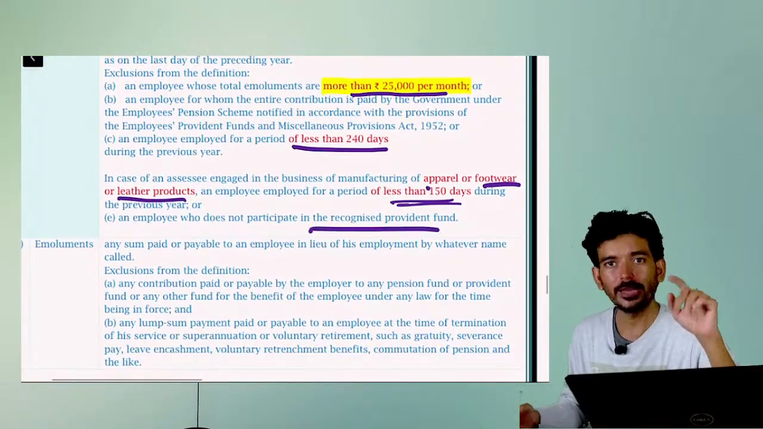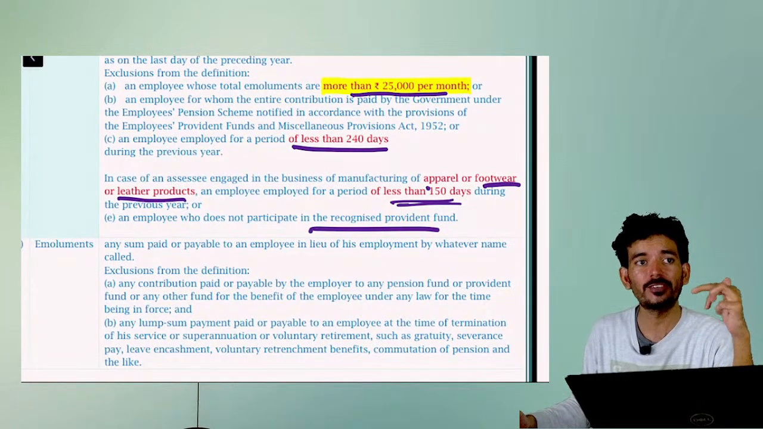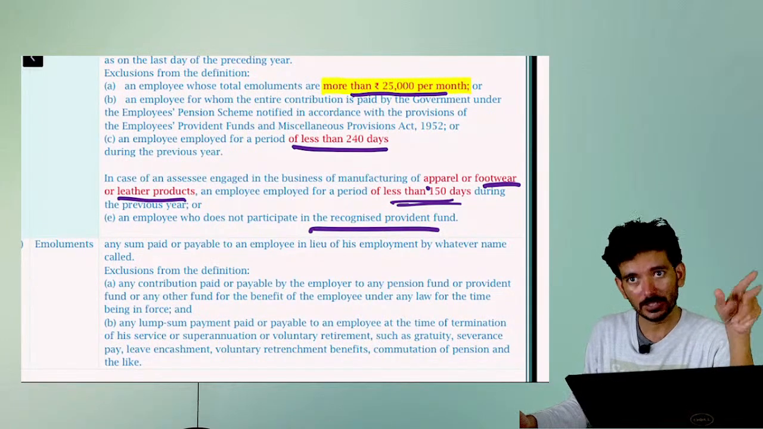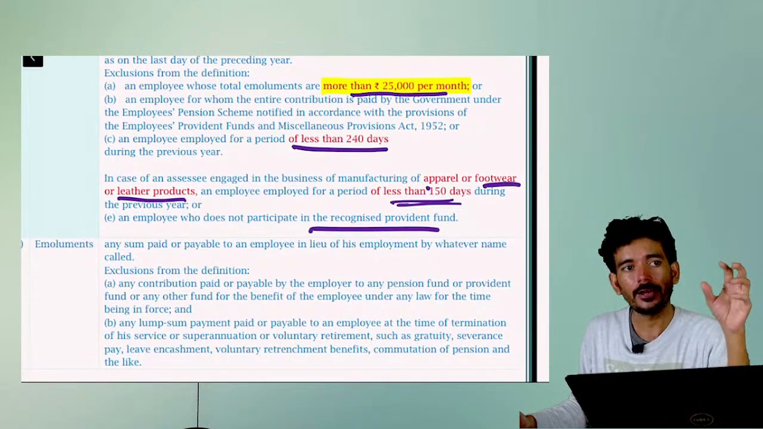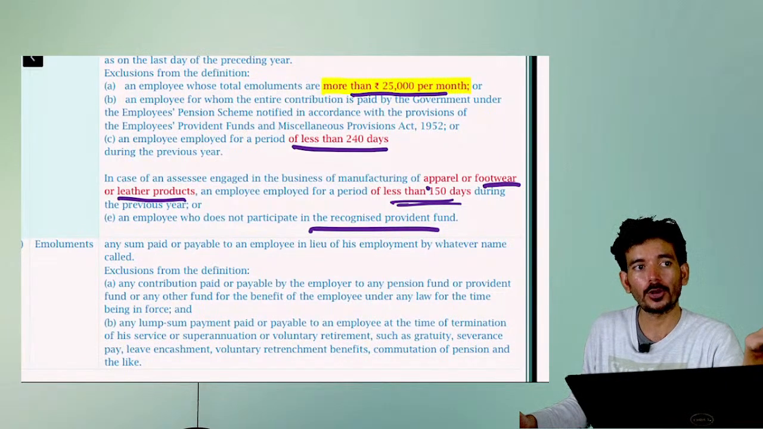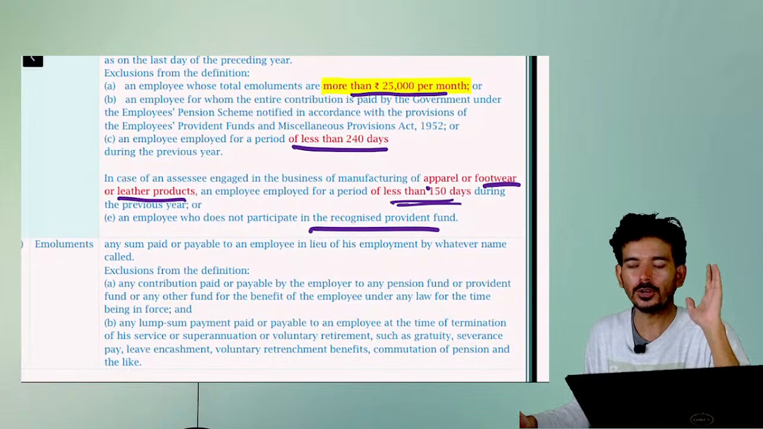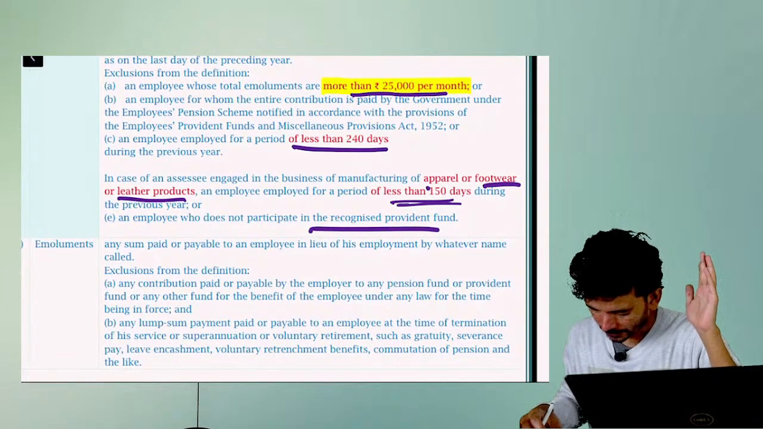And they should be eligible for PF. When you say they are eligible for PF, the employer should be registered with the PF, and you should take the employees on roll in the company. Then only this benefit is given.